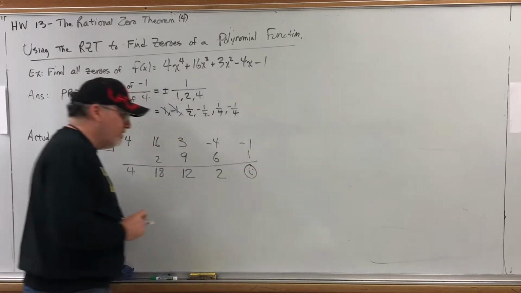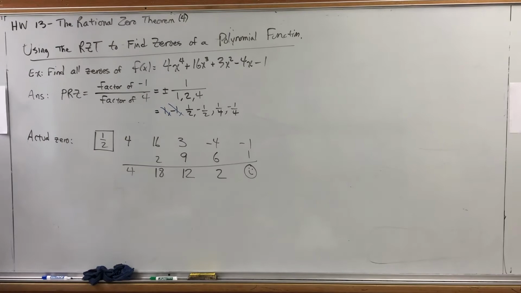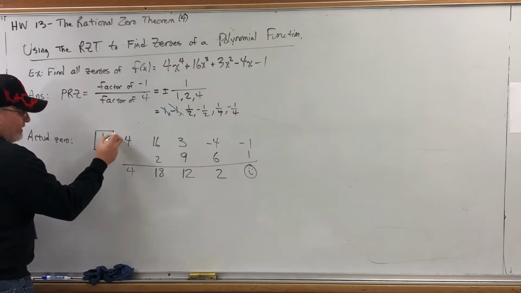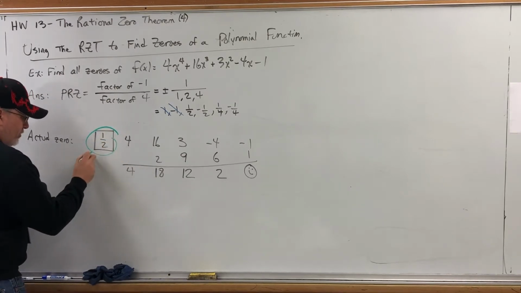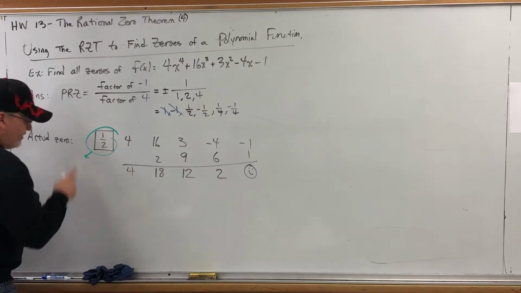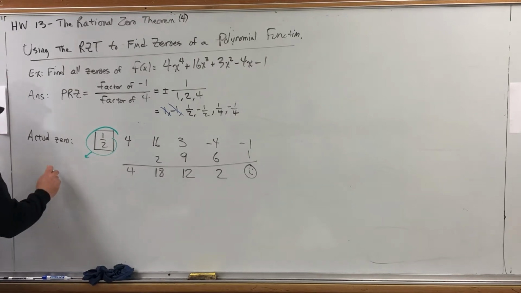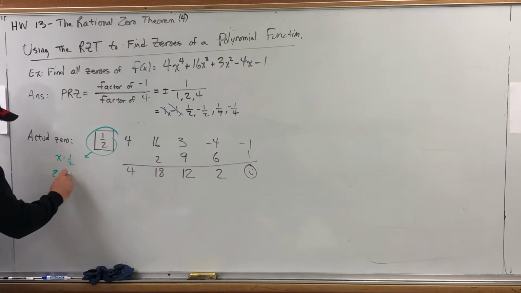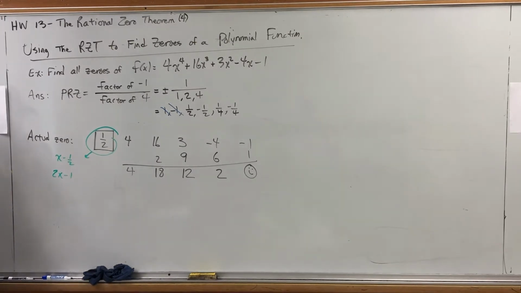Hooray! We found a good box number. So one actual 0 is 1/2. And if you wanted to, you could reconstruct its factor. Because remember, saying that 1/2 is a box number is the same as saying that x minus 1/2 is a factor. Now, that's a weird looking factor. It's not wrong. Normally, the factor that would have produced that solution is 2x minus 1, but we'll run with the x minus 1/2.